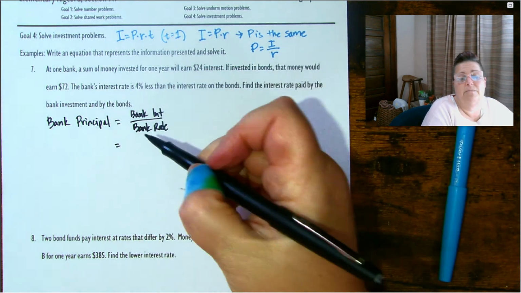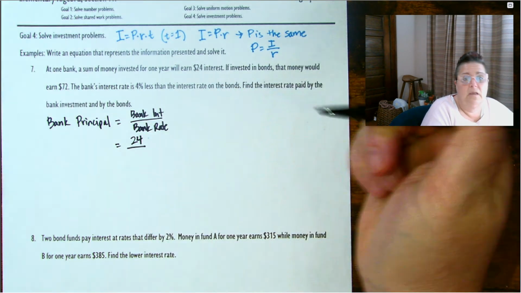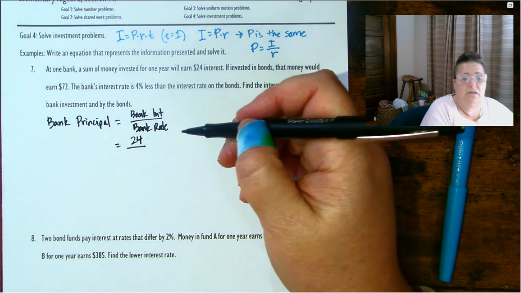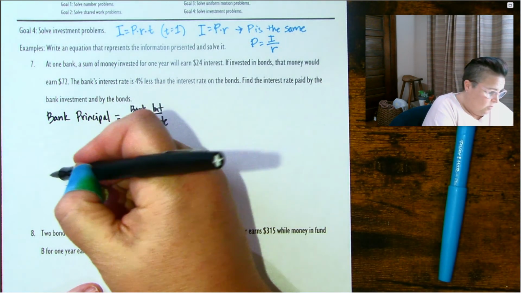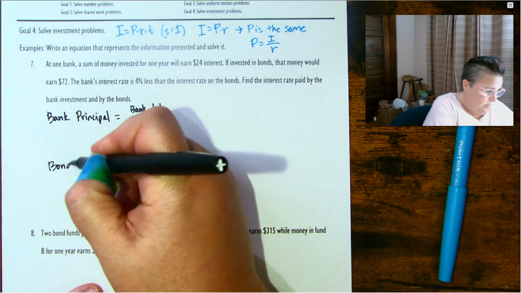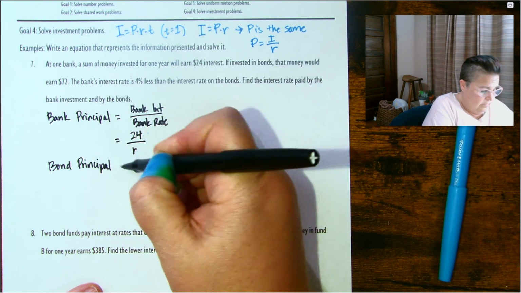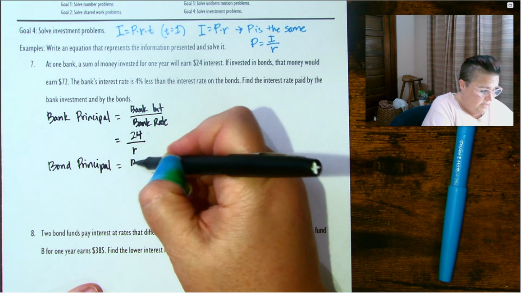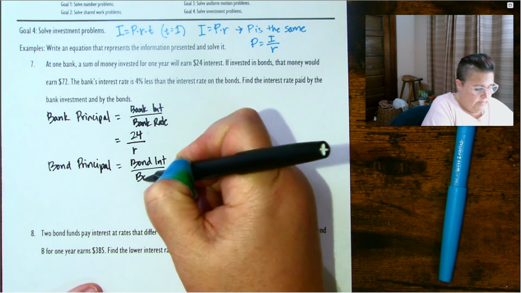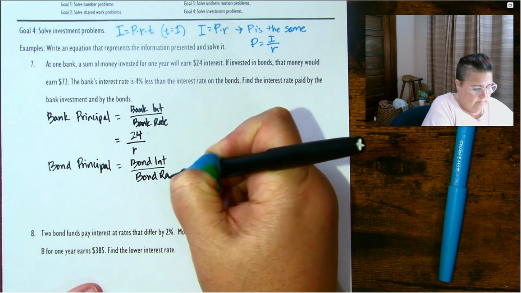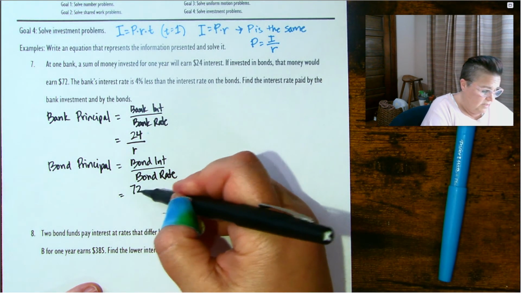In this case, the bank's interest is $24. The bank's rate is not known. I'm just going to call it R. We know that the bond principal has to equal the bond interest divided by the bond's rate. The bond's interest we know to be 72.